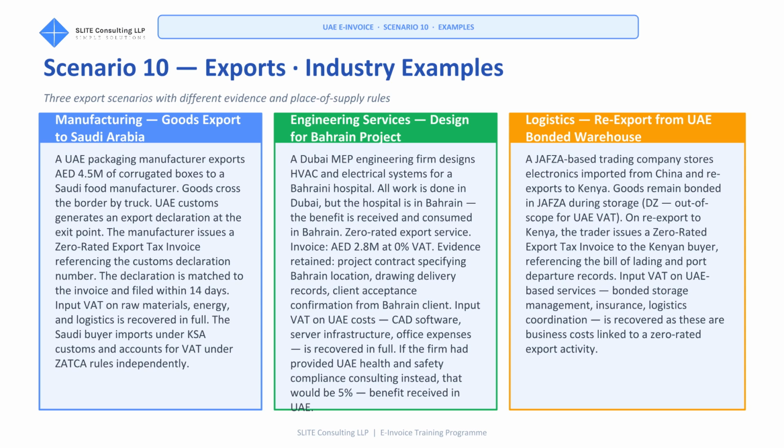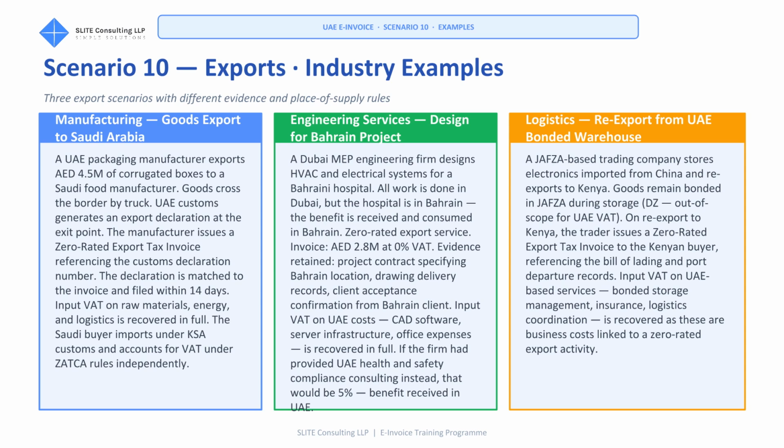Second, engineering services. A Dubai MEP firm designs HVAC and electrical systems for a Bahraini hospital. All work done in Dubai, but the benefit, the hospital, is in Bahrain. Zero-rated export service at 2.8 million. Evidence retained. Project contract specifying Bahrain location.